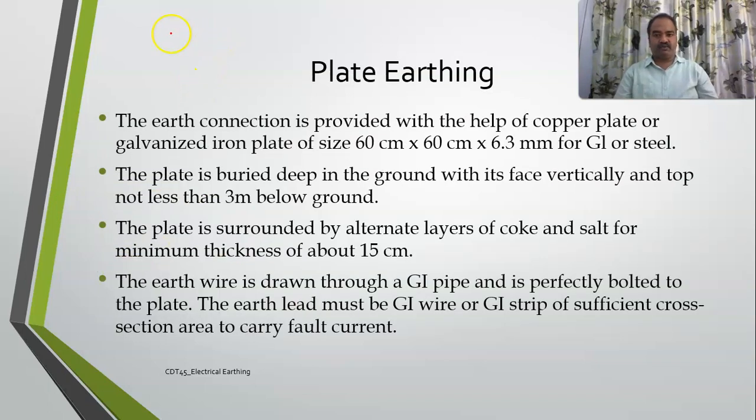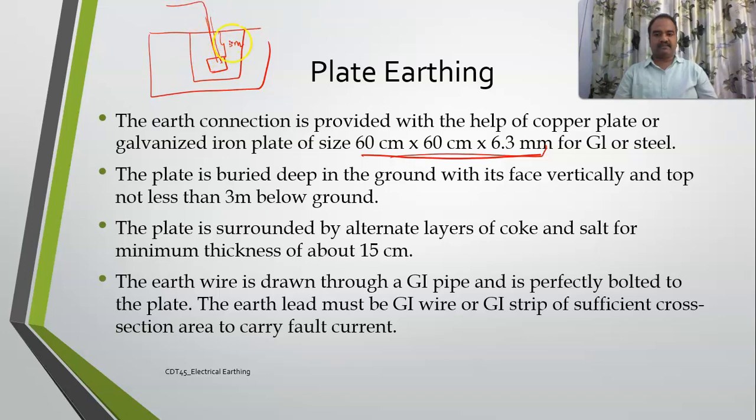In plate earthing, you will be taking a surface. Let us suppose this is your surface. Now I'll be taking a pit and a plate of a standard size, 60 by 60 by 6.3. This is a GI plate and I'll be placing its face vertically, and this length must not be less than 3 meters. To this one, I will be connecting the wire which will be brought out.